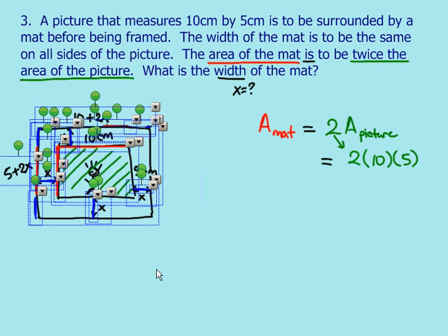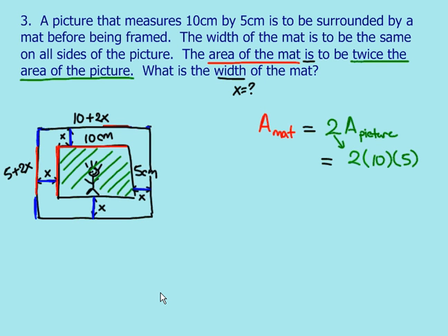There we go. Okay, the area of just the mat. Now, in order to get just the mat, you need to take the entire area, so your length and your width, and multiply them together: 10 plus 2x and 5 plus 2x. Now again, that's the entire thing. We've got to subtract the middle. And the middle was 10 and 5, so the area of the middle. Okay, so there's our equation. Let's start figuring it out.